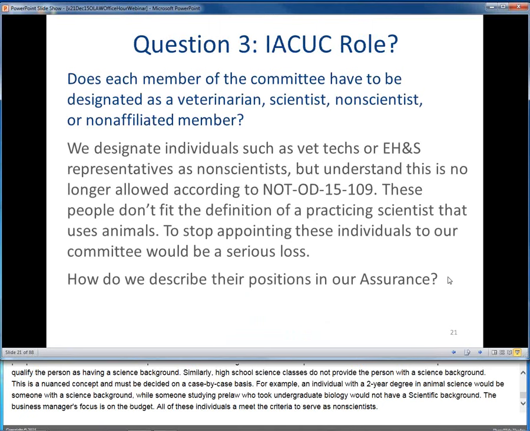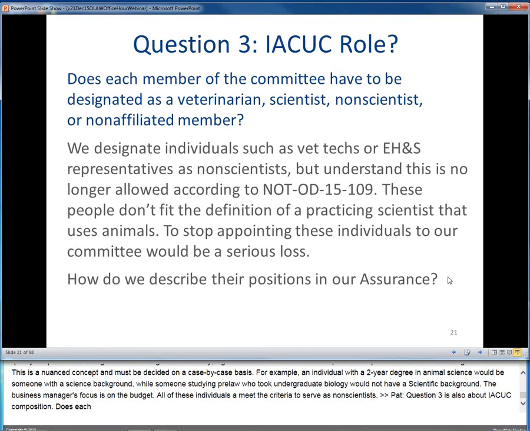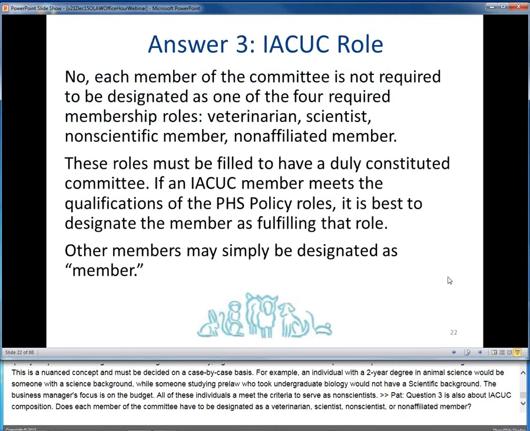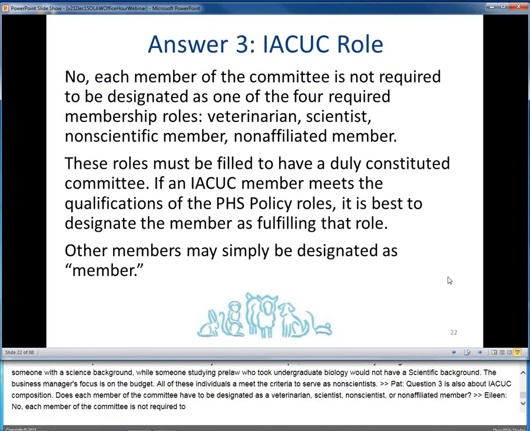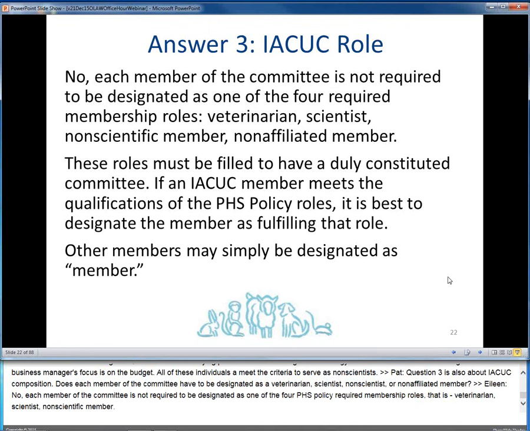Question 3 is also about IACUC composition and has 2 parts. The first part asks, does each member of the committee have to be designated as a veterinarian, scientist, non-scientist, or non-affiliated member? No. Each member of the committee is not required to be designated as one of the 4 PHS policy required membership roles. That is, veterinarian, scientist, non-scientific member, non-affiliated member. These roles must be filled to have a duly constituted committee.